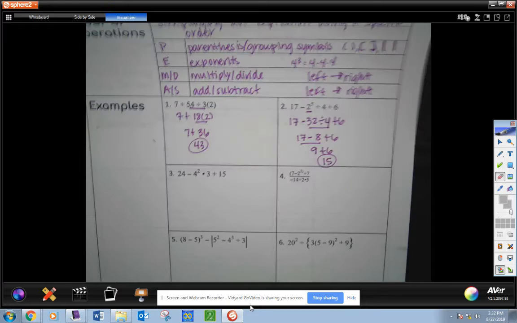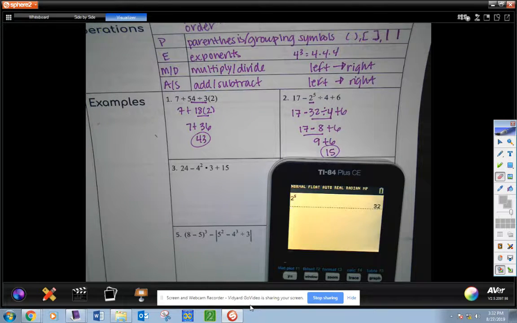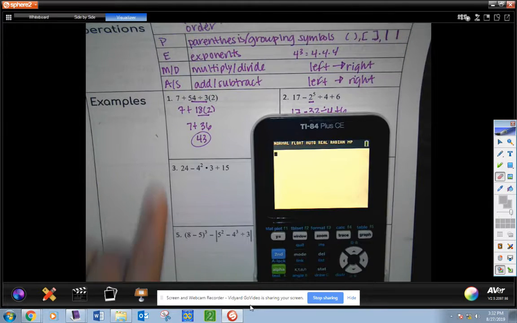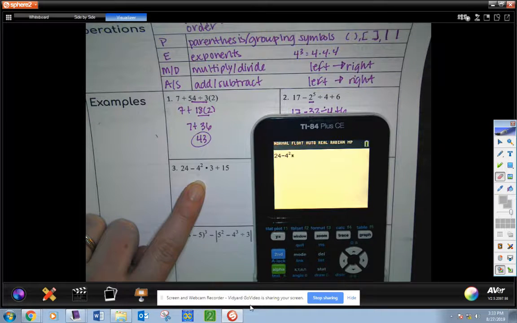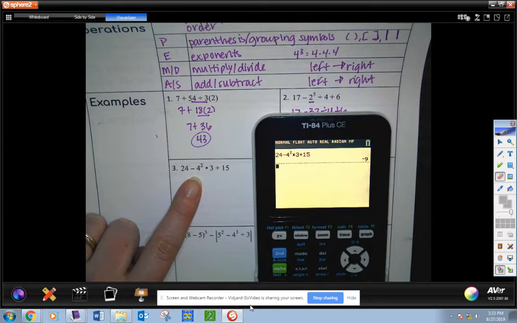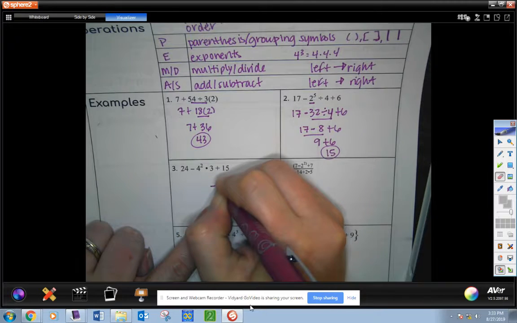Now, the rest of these, I'm going to show you how you can just do them in your calculator as they are. Remember, this is the number, so don't put the number in the calculator. If you type it the exact way the problem looks, and remember a dot means times, and I hit enter, it will do the problem for me and I get -9 and I'm done.